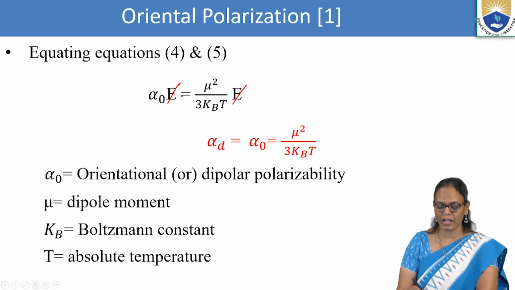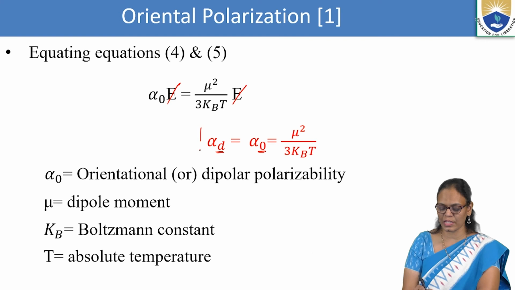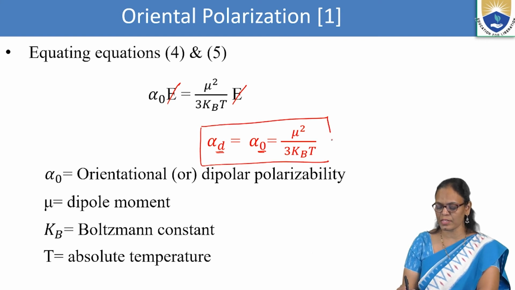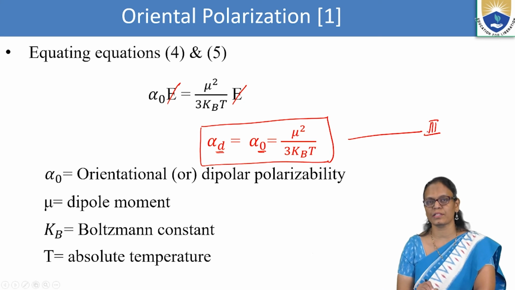So we can write alpha D or alpha naught, D when we are calling it as dipolar, O when we are calling it as orientational, is equal to mu square by 3 kBT. So this is the result. I'll take this as equation 3, due to orientational polarization.